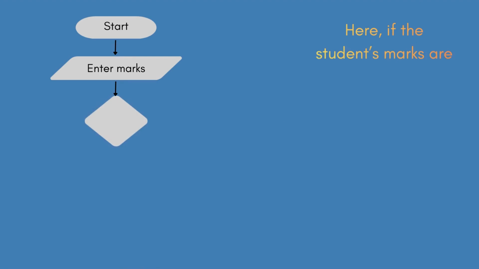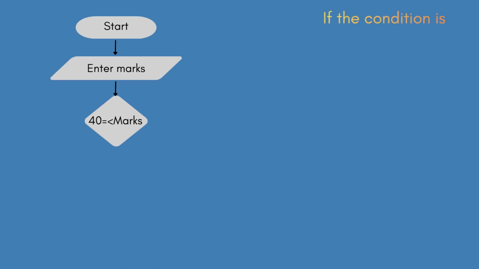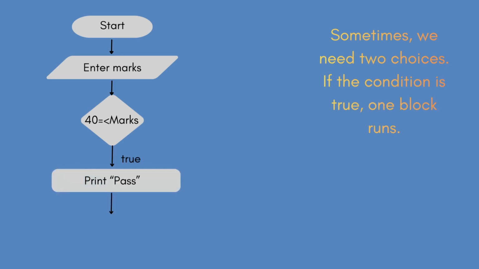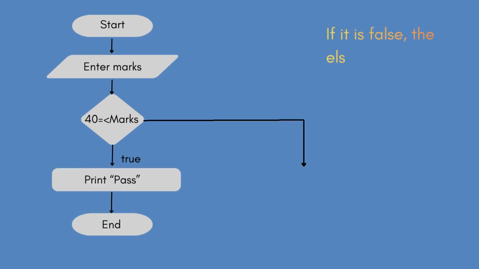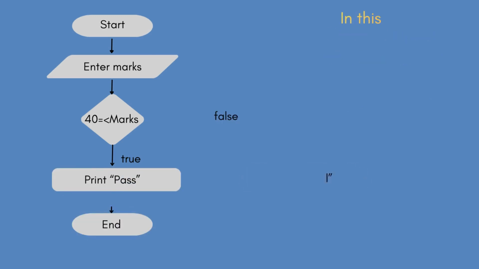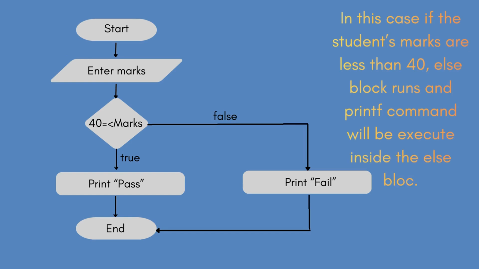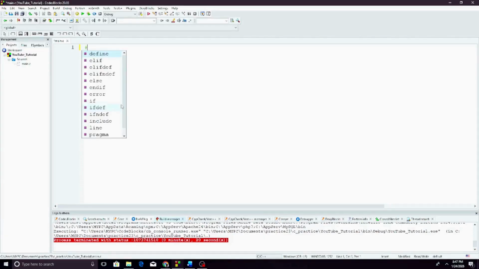In a real-life example, if the student's marks are 40 or more, they will pass the exam. If the condition is true, the code inside the if block will execute. Sometimes, we need two choices. If the condition is true, one block runs. If it is false, the else block runs. In this case, if the student's marks are less than 40, the else block runs and the printf command will be executed inside the else block. First, we include the standard input-output header file.